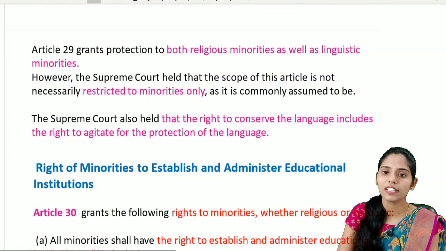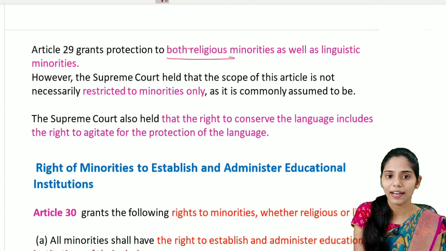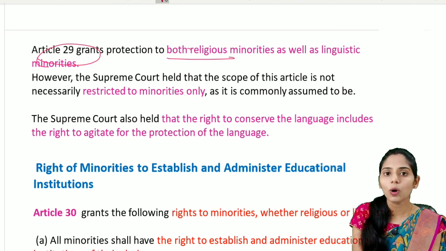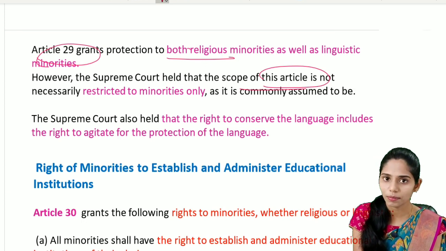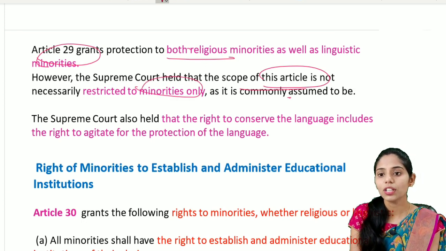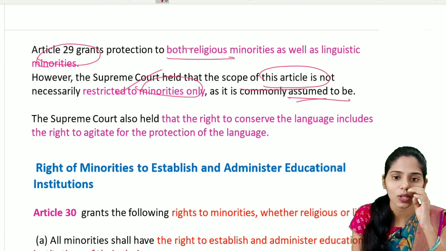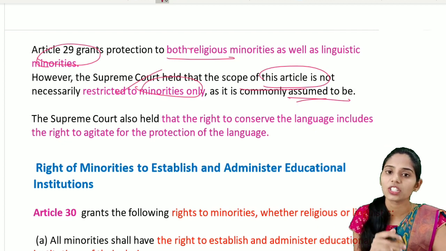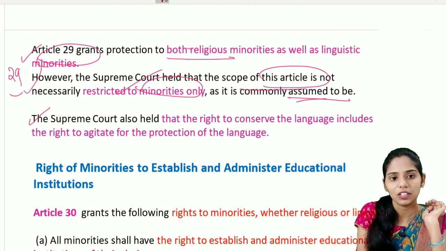This Article 29 grants protection to both religious and linguistic minority people. An important point said by the Supreme Court is that the scope of this article is not necessarily restricted to minorities only, as the community is assumed to be. That means it is not only restricted to minorities, it can be extended to other people as well. The Supreme Court also held that the right to conserve the language includes the right to agitate for the protection of the language as well. So this is the important thing under Article 29 of the Indian Constitution.